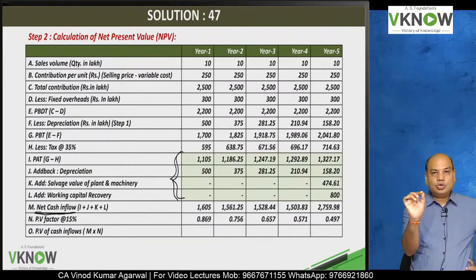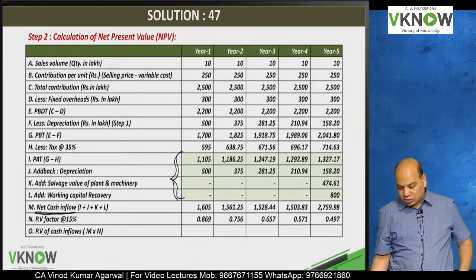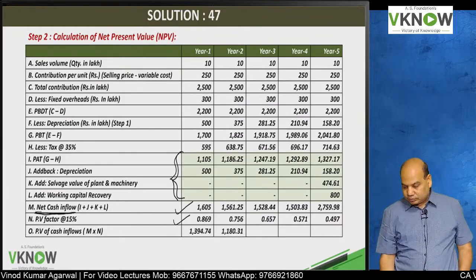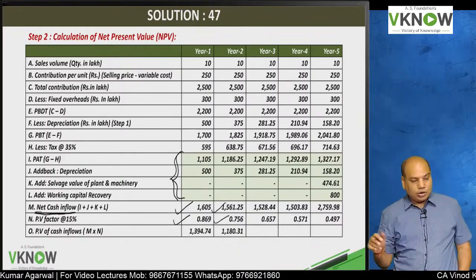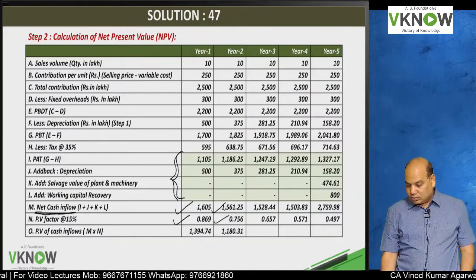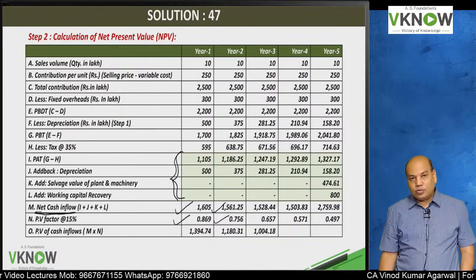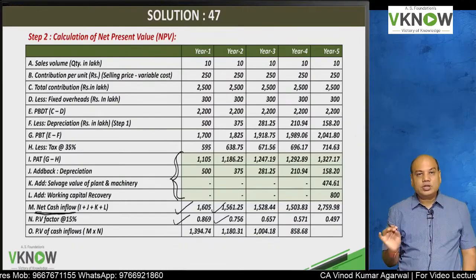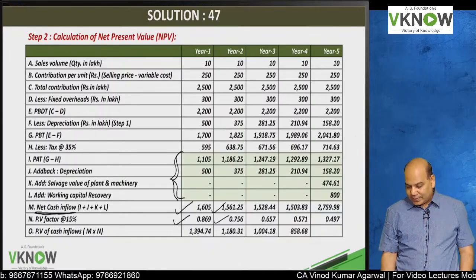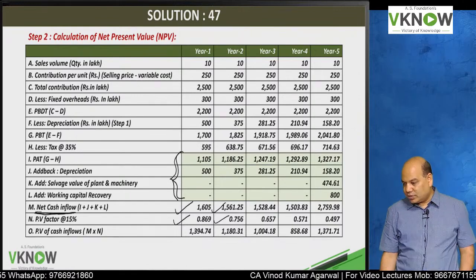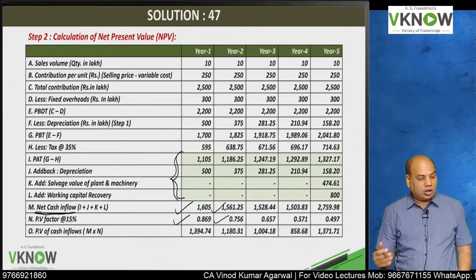And also take the total. Use memory plus function. I need total also. This into this equal to memory plus. Try the third one. 1004.18 memory plus. Try the fourth one. 858.68 equal to memory plus. Try the next one. 1371.71 and memory plus. Memory recall now.